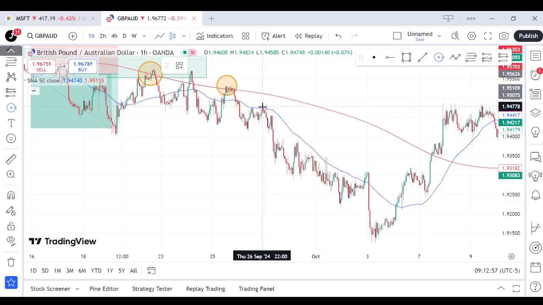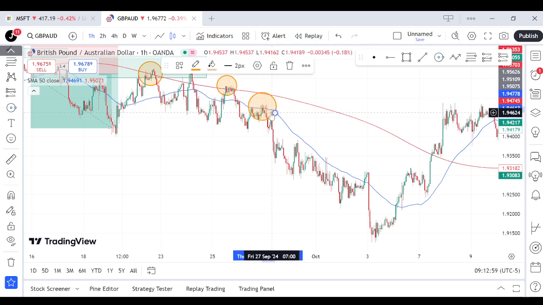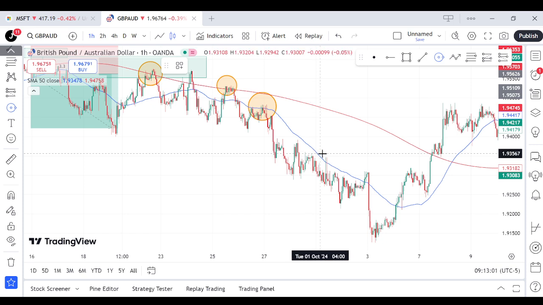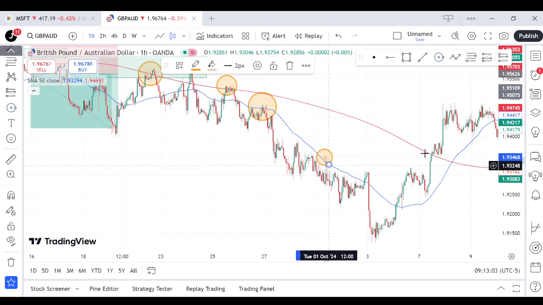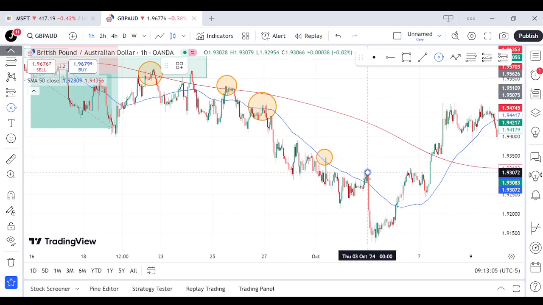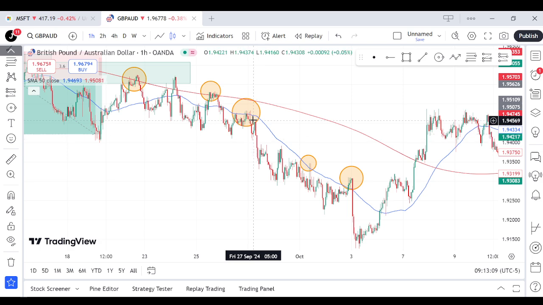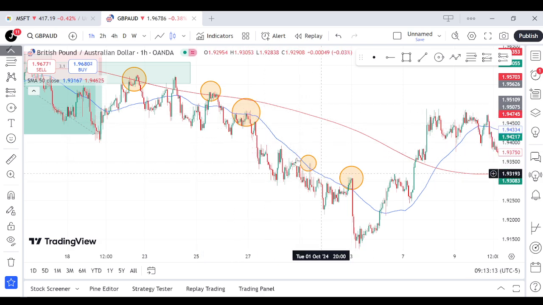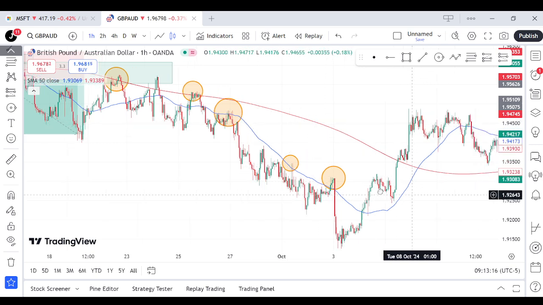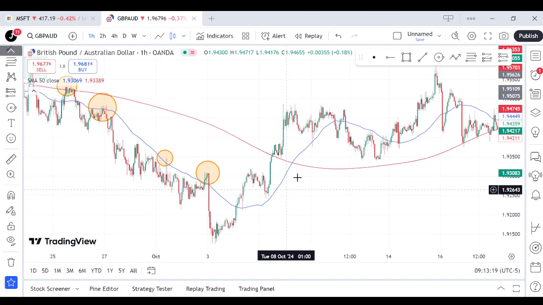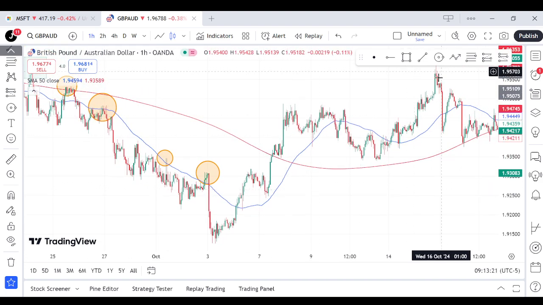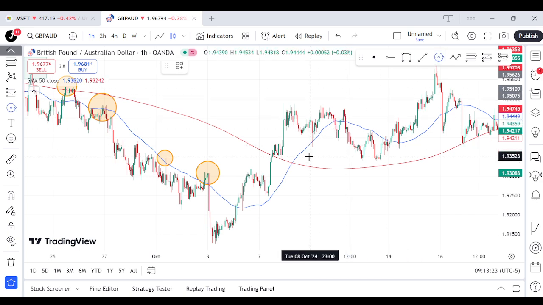We also have price using the 50-day moving average as dynamic resistance level. See several areas here. So you may not just wait for a cross, you can also use this as dynamic resistance levels and look to continue your trades to the downside or to the upside depending on which side you're on. And we had a cross right here, and what is the next thing after spotting our cross?